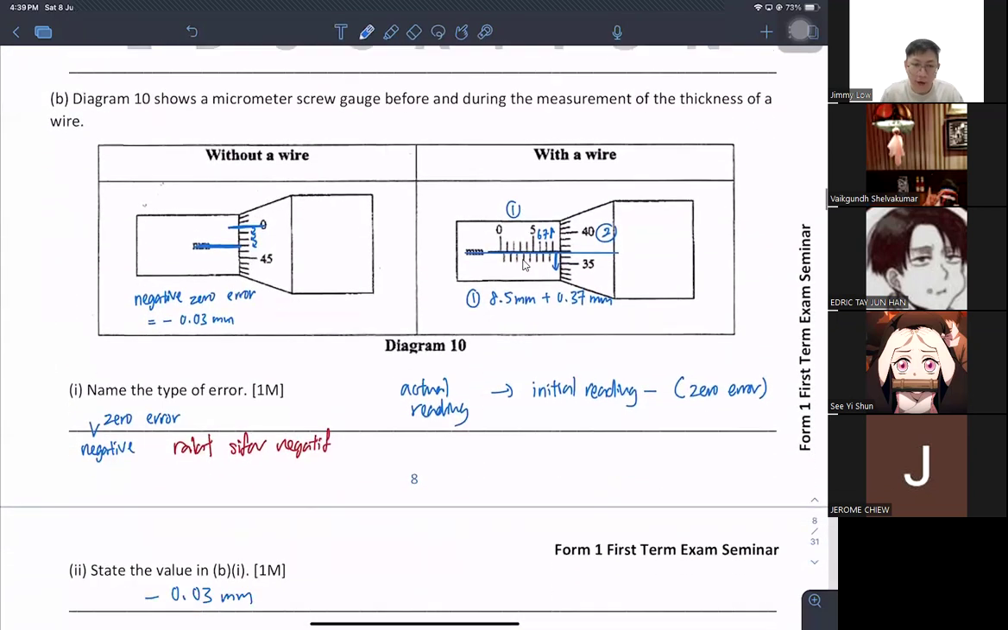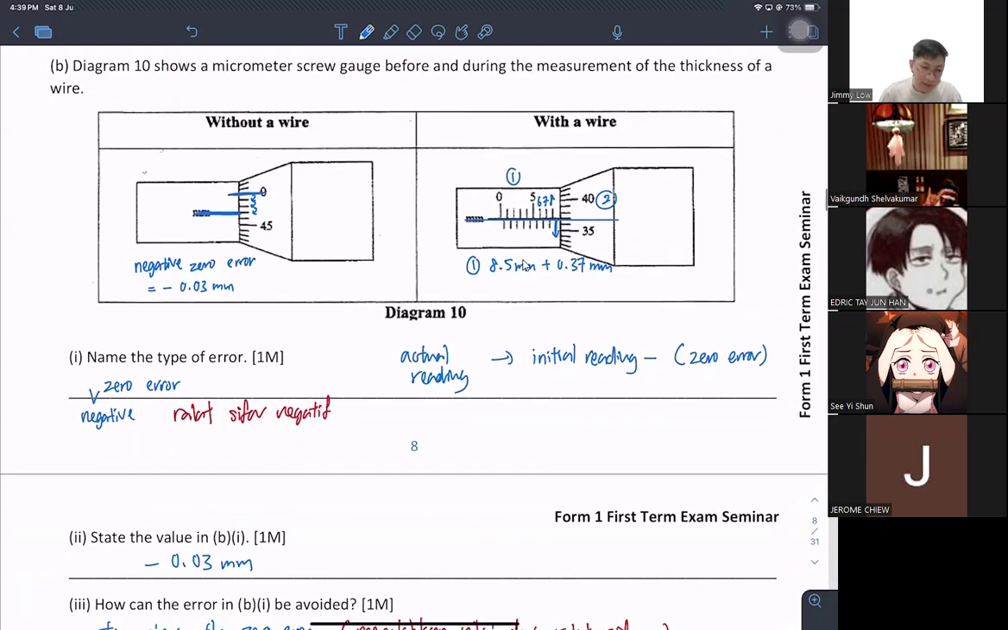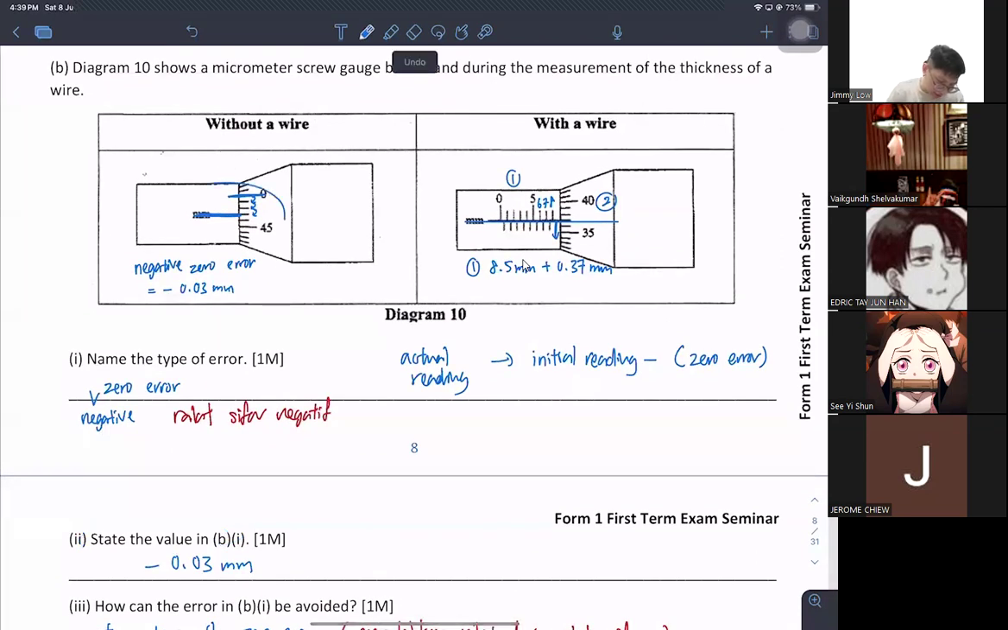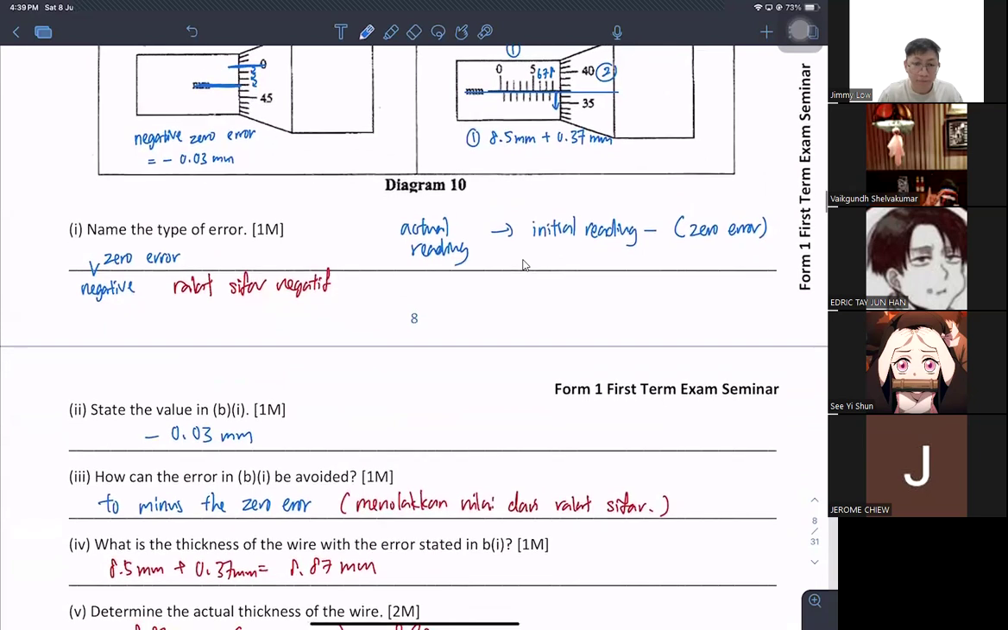So name the type of error. It is what is so-called negative zero error. If you didn't include the word negative, you still got the mark. So play safe. If you want to play safe, you just write zero error. But you have to know it is negative. State the value. The value here is negative 0.03 mm.